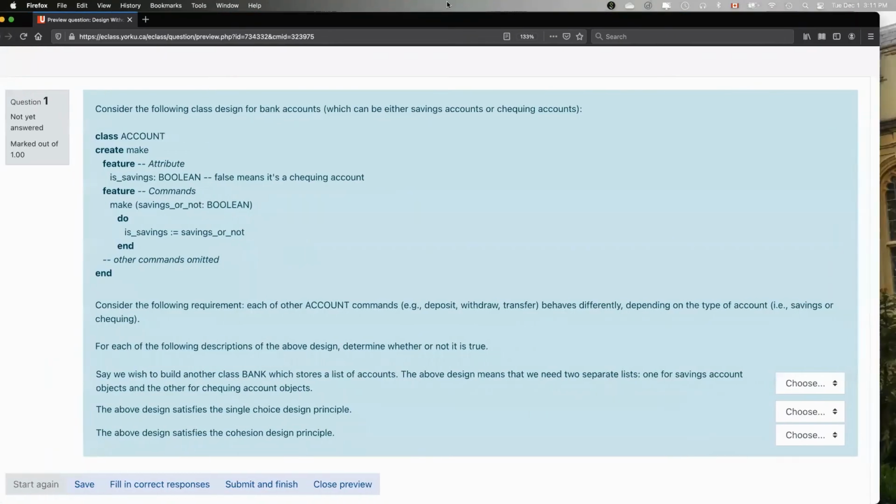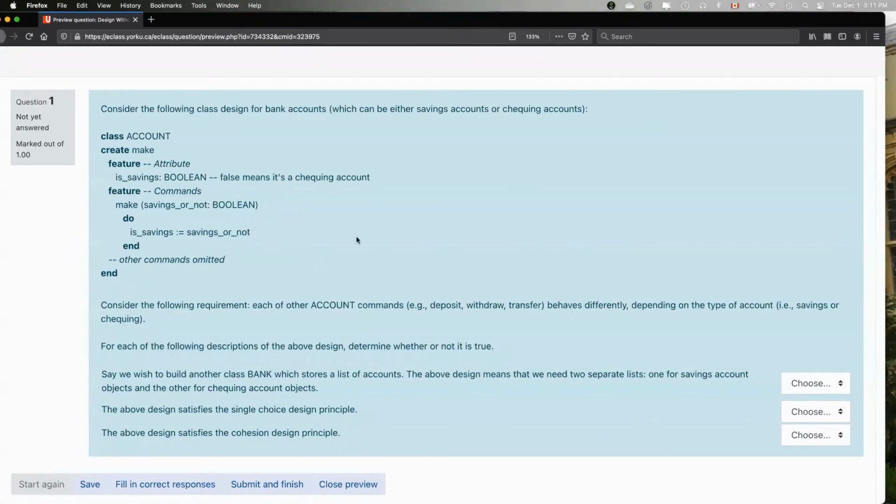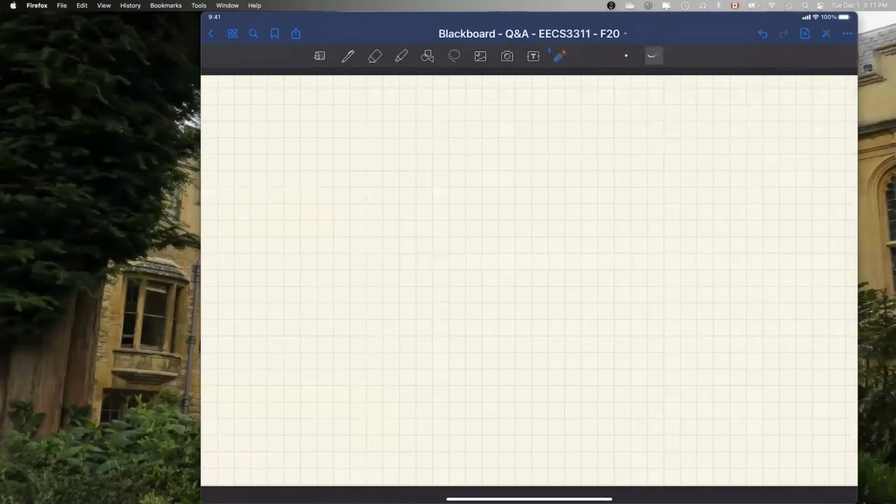Which one specifically do you have a question about? My question is about the cohesion part. I still don't understand why this doesn't satisfy cohesion. Okay, no problem. Let's talk about it. It's also very important. I think this is just another example where you might not be really making use of the OO ability to the full extent. So let me talk about it.